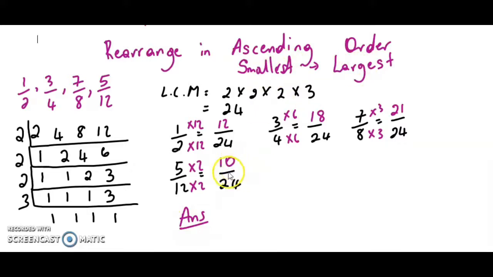And the smallest fraction here would be 5 over 12. And the next one would be a half. And the next one would be 3/4. And the last one would be 7/8.